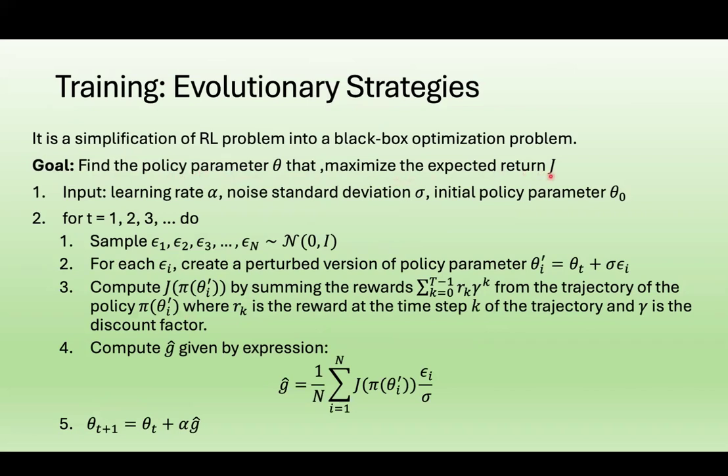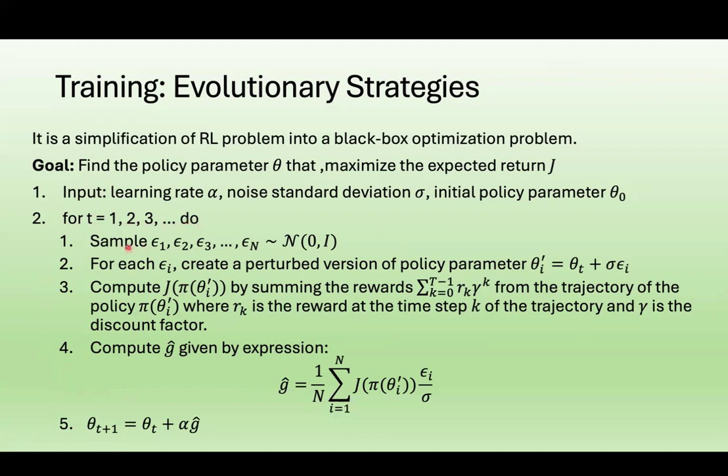So let's see what this algorithm is. We'll take as input the learning rate alpha. Then we'll take the noise standard deviation sigma. We'll take an initial policy parameter theta 0, because the policy has been parameterized with a parameter theta. So we have to take some initial policy parameter, and we take it as theta 0. Now we run these steps for a long period of time. That's why we have for t equals 1, 2, and so on.